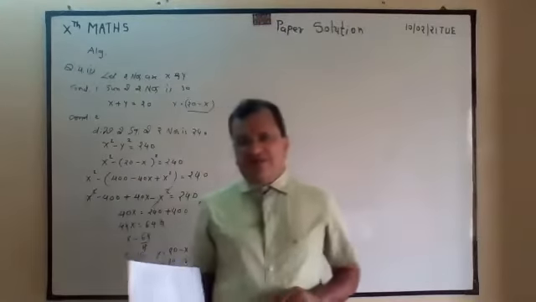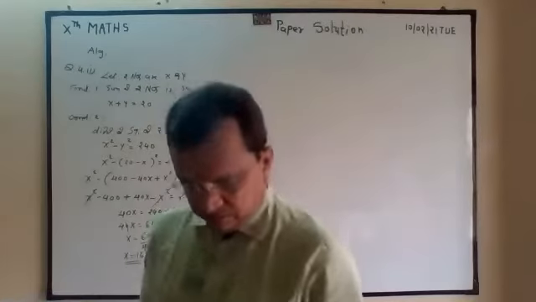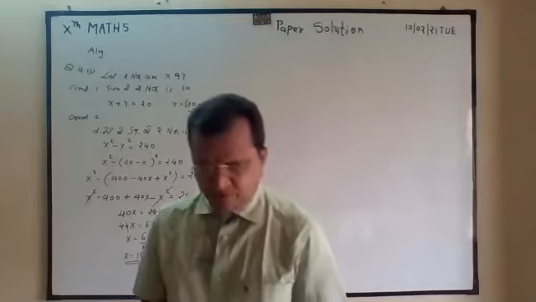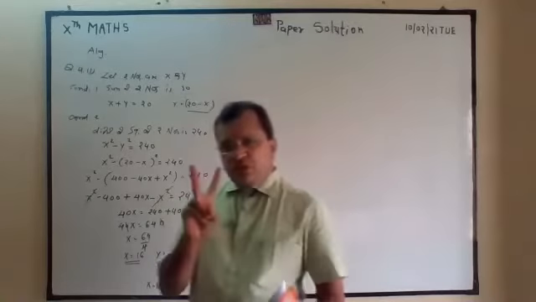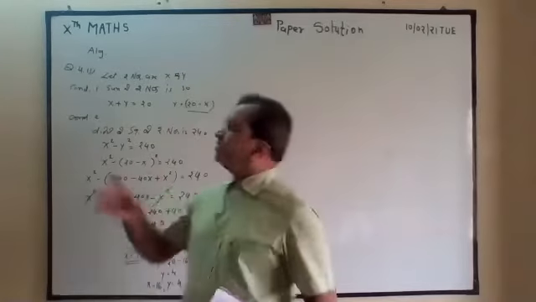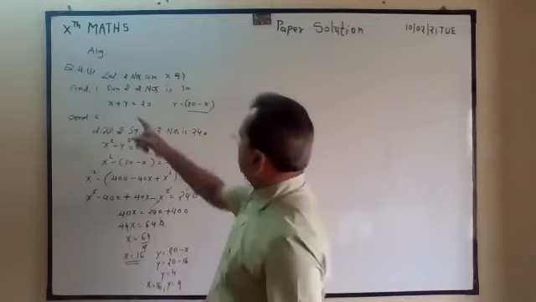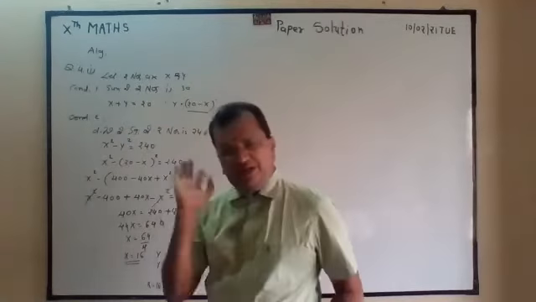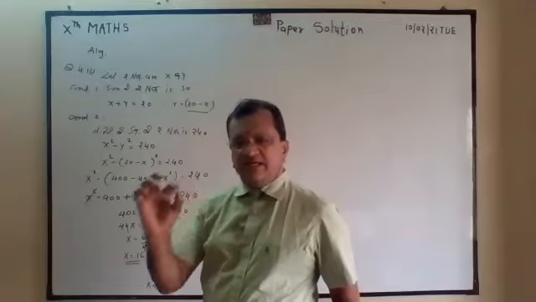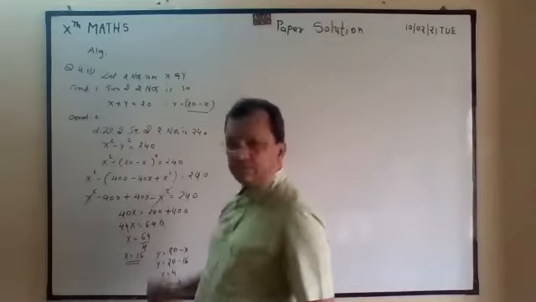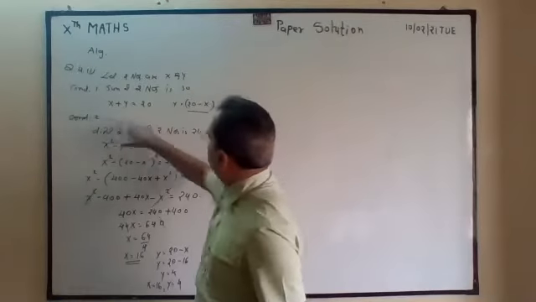Already in that speech I have written something. Two numbers are there. For example, that two numbers are x and y. They've given the total of that two numbers is 20. So x plus y is equal to 20. So y is equal to 20 minus x.